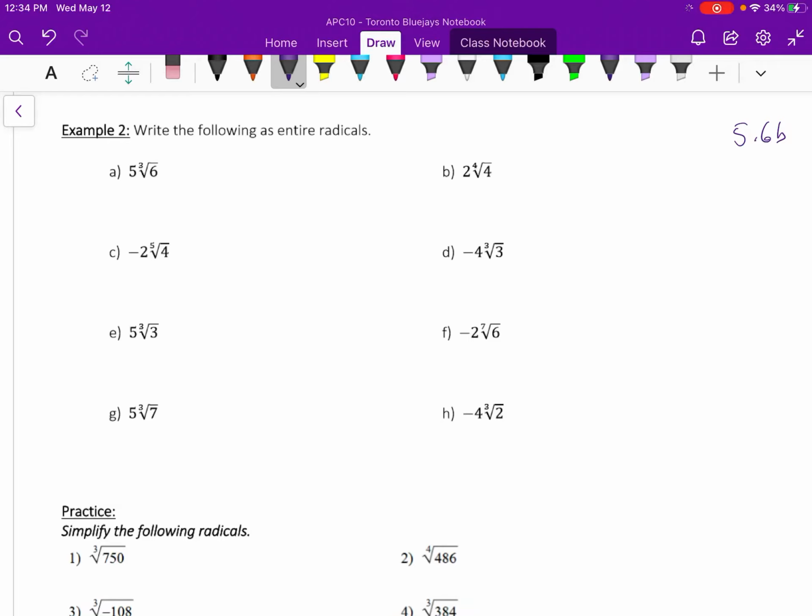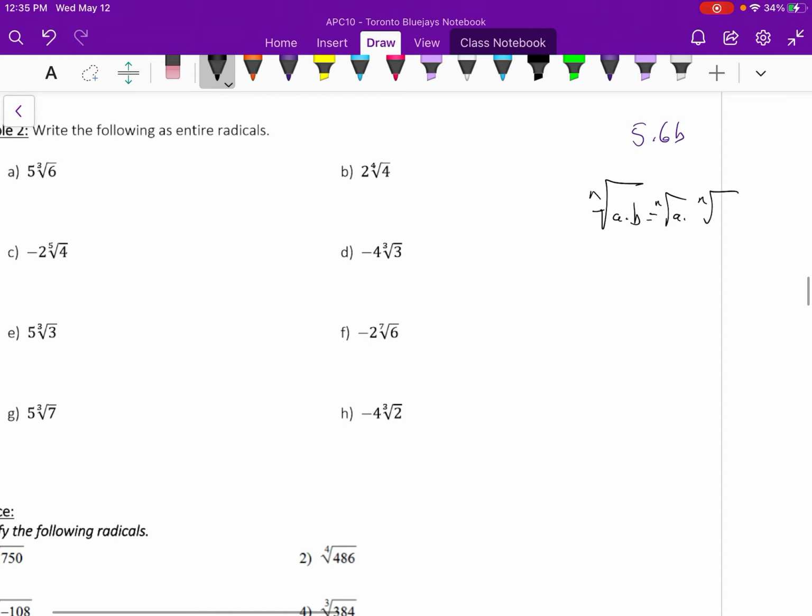For example number 2, we will be writing the following as entire radicals. So let us consider 5 times the third root of 6. Now, I'm going to be using the multiplication law, and normally the multiplication law for radicals says the nth root of a times b is equal to the nth root of a times the nth root of b.